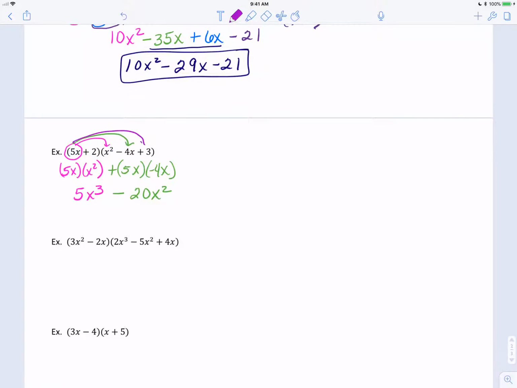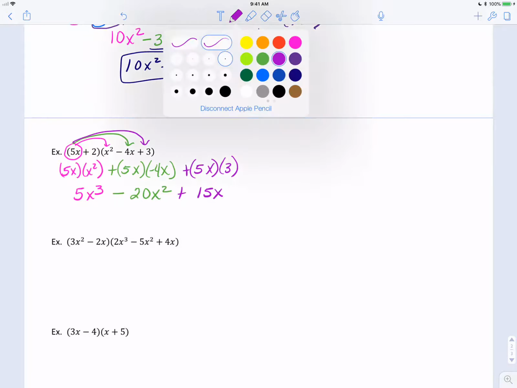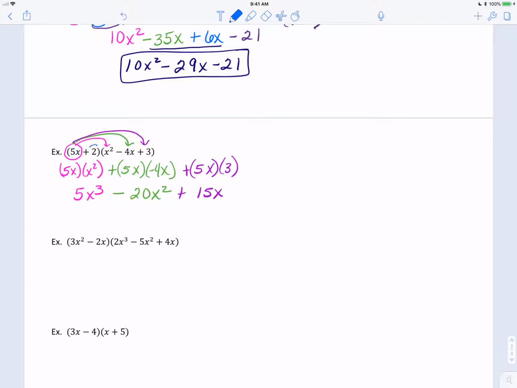And now we're just distributing to 3 of them. So plus 5x times the 3 is 15x. Okay, so the first term has played tag with everything. So now we're ready to go to the second term, this 2. So now the 2 times the x squared.